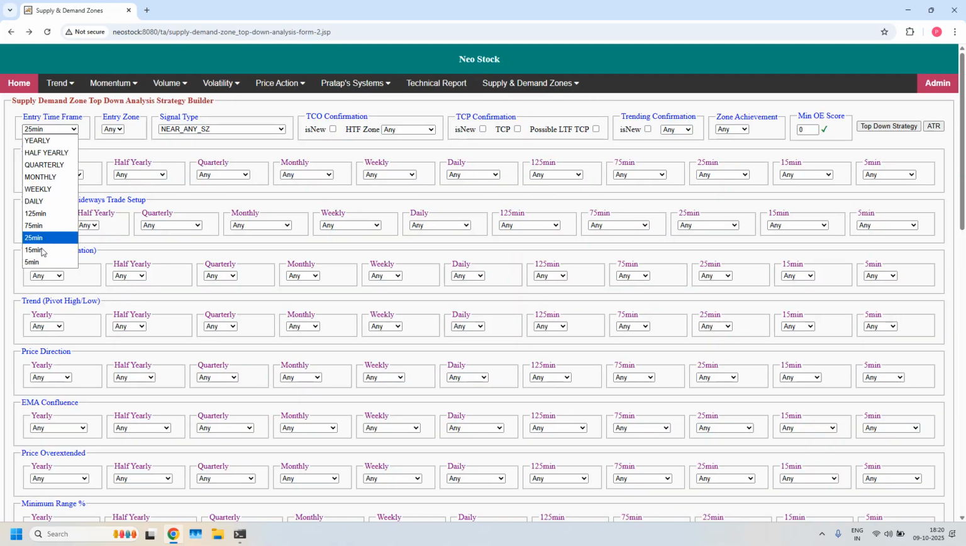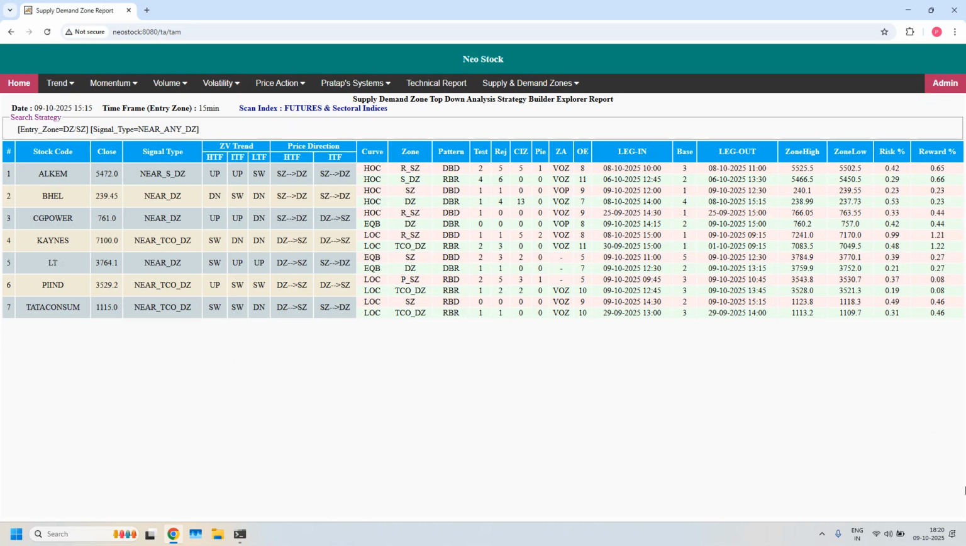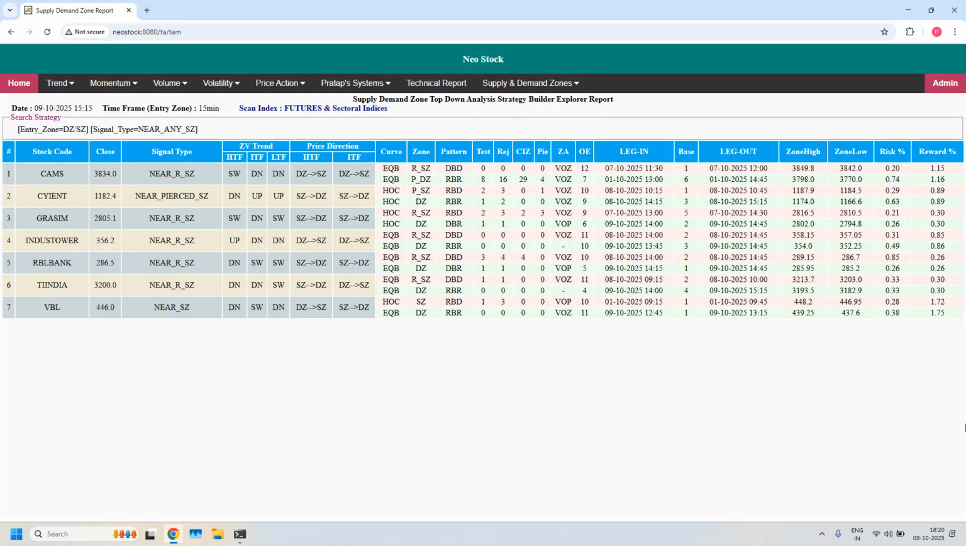Next time frame, 15 minutes. Stocks near 15 minutes demand zone, we got 7 stocks. Next, stocks near 15 minutes supply zone, we got 7 stocks.